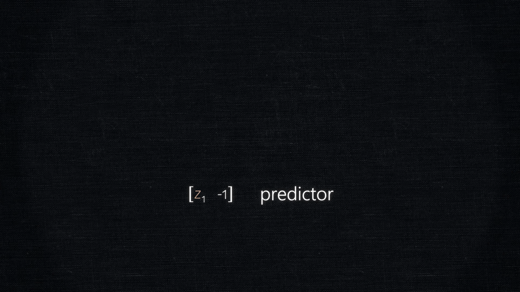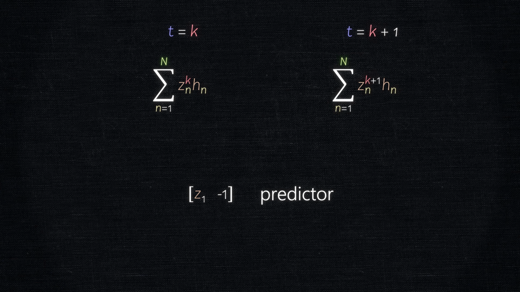Now we will move on to a general case, when the function f of t has n exponential terms instead of 1. Let us take two neighboring points of the function and see what happens if we apply this z1 predictor. The first point we will take at t equals k, where k can be any integer number, and the second at t equals k plus 1. We will write the one term separately for both points and simplify the expression.